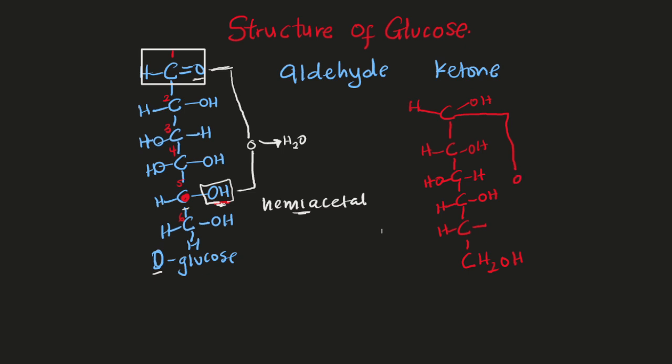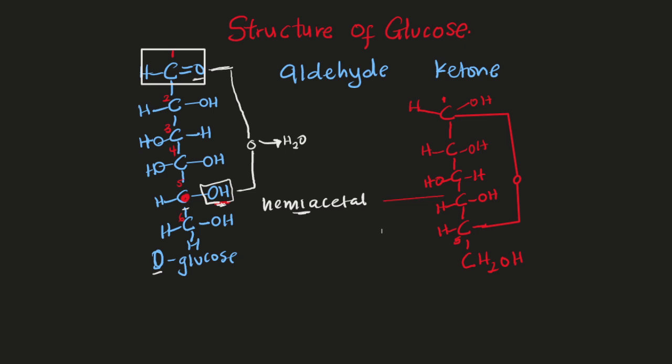That bond shows the interaction between this oxygen and this carbon here, right? So in that case, carbon number 1 of glucose reacts with carbon number 5 of glucose to form what we call hemiacetal.